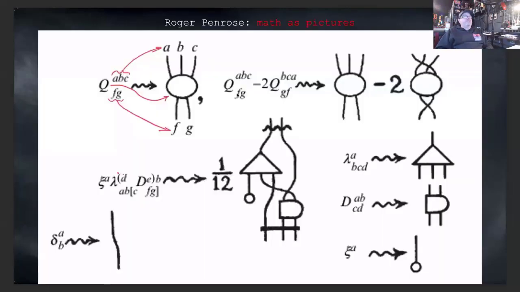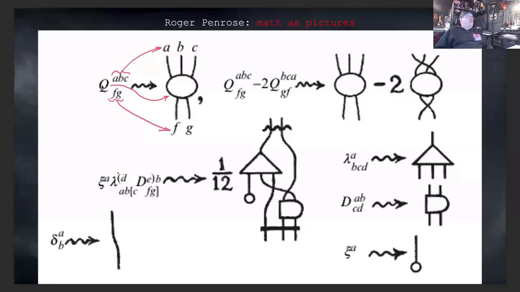Now, something else Roger Penrose is known for, and this is a picture from a paper in 1970 or 71. Roger Penrose was doing this, what you see here, already probably in the late 50s, early 60s, when he was an undergraduate student. He didn't like the typical notation people use in relativity. He didn't like that.